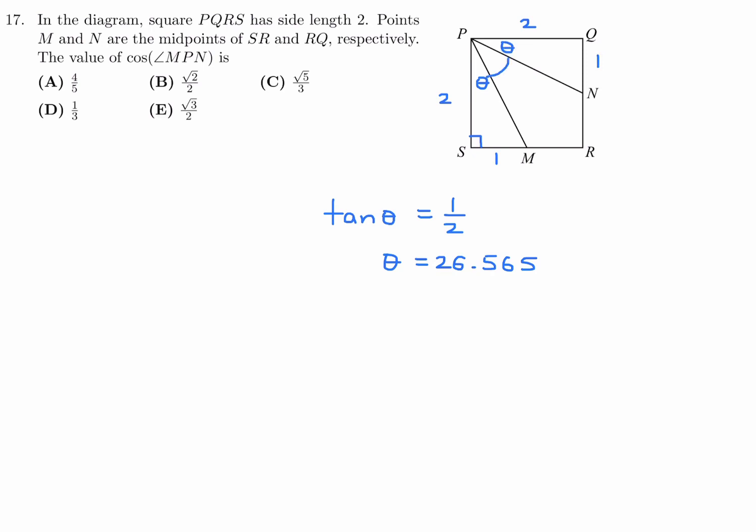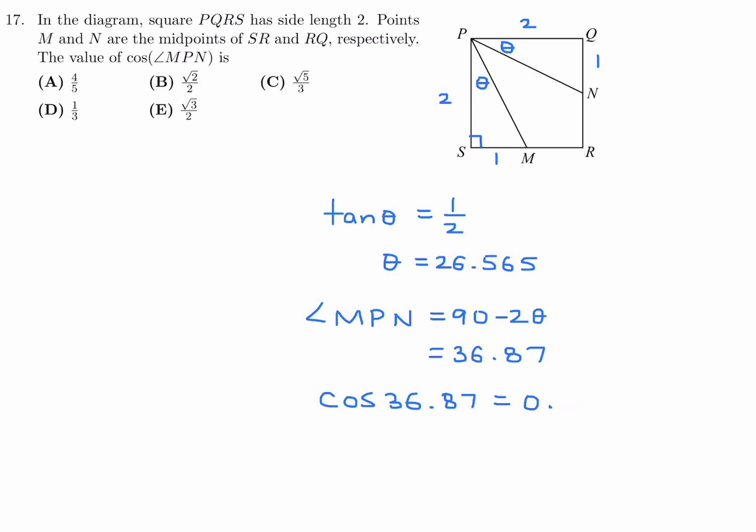So therefore this angle in here, well, it's MPN. Angle MPN is really 90 minus 2 theta. And since we know theta, we can calculate that. It will be 36.87. And then now you just take your calculator and calculate cos of 36.87, and when you do, you get 0.8. And that's 4 over 5. So 17, the answer is A.